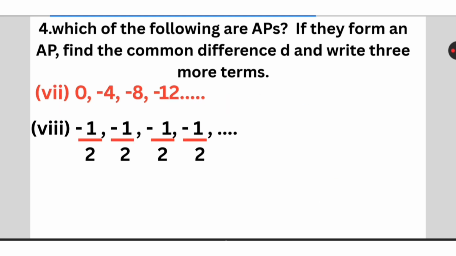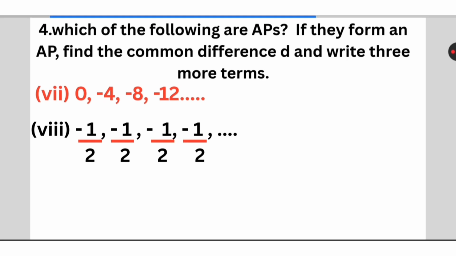0, minus 4, minus 8, minus 12. So first check the common difference. So A4 minus A3. What is the A4? Which is minus 12. Minus what is A3? Minus 8. So minus into minus plus. So minus 12 plus 8, which gives minus 4. So this is the A4 minus A3.